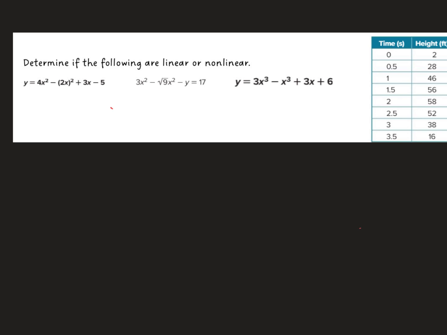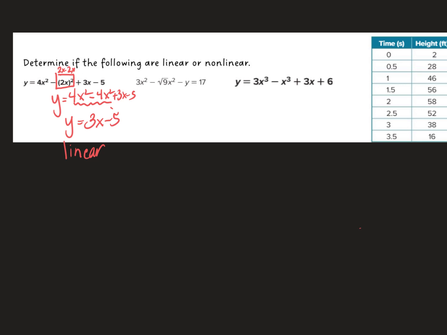When I look at this first one, I see something I need to simplify before I can decide. So I need to simplify that. Y equals 4x squared minus 2x times 2x. That's what this means. That's 4x squared plus 3x minus 5. These will combine to make 0. So I have y equals 3x minus 5. Is that written in one of those forms that is said to be linear? We do have no exponent other than 1. We also have no variable under a radical, which means we'd have an exponent of 1/2. So this one is linear.